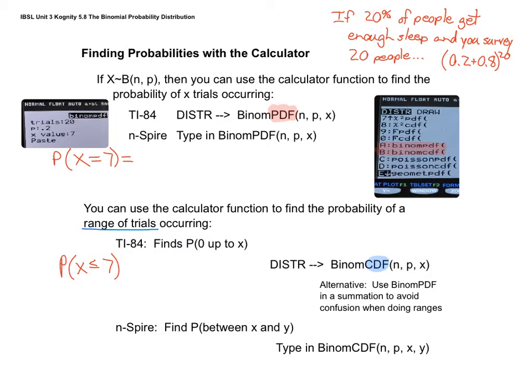So what I would do at this point is use one of two functions on the calculator. Over on the right hand side, you see binom PDF and binom CDF. Now let me show you how to get there on the calculator. I'm going to insert video.